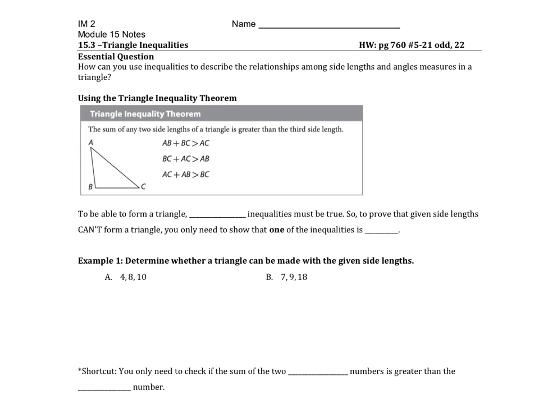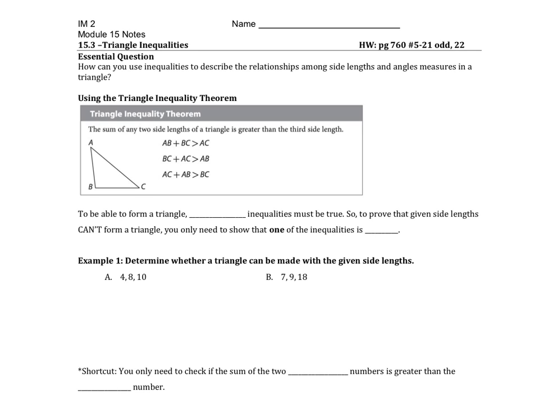All right, 15.3, triangle inequalities. So dealing with triangles still, but now looking at how side lengths and angles all relate to each other. Our essential question: how can you use inequalities to describe the relationships among side lengths and angle measures in a triangle?